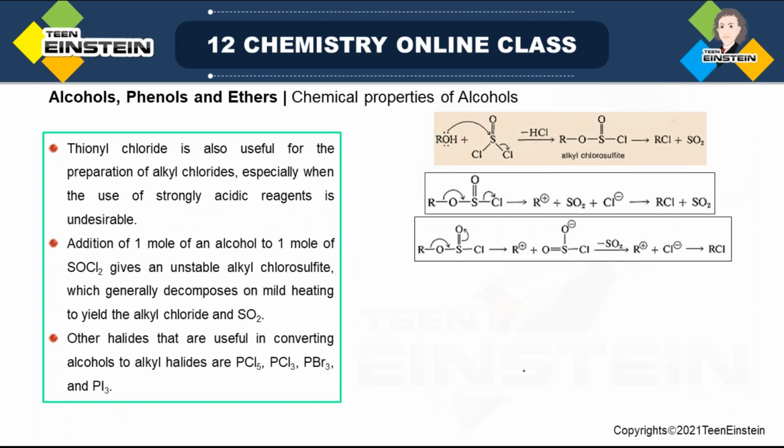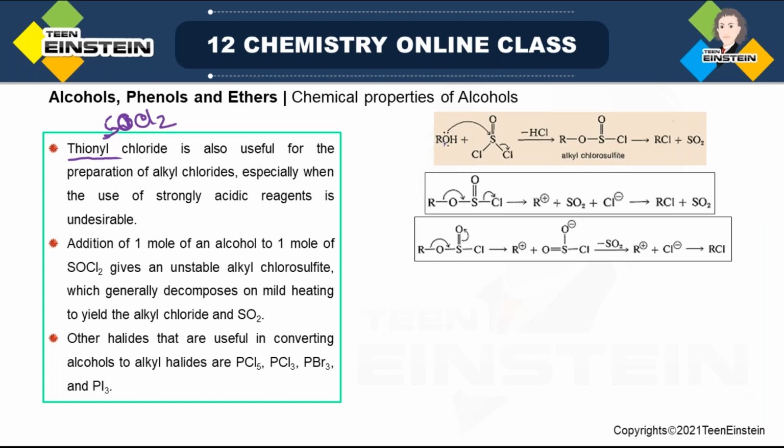But now we will see some other reagents that you can also use. Thionyl chloride, SOCl2, is a very important reagent which is used for the same purpose. It is also useful for the preparation of alkyl chloride, especially when the use of strongly acidic reagents is undesirable. Strongly acidic reagents undesirable means you cannot use HX, because HCl, HBr, HI, whatever it is, is acidic. But suppose the molecule that you have taken is acid sensitive. In that case you cannot use HX, but you still want to make alkyl halide. So what will you do? Then you will take SOCl2.